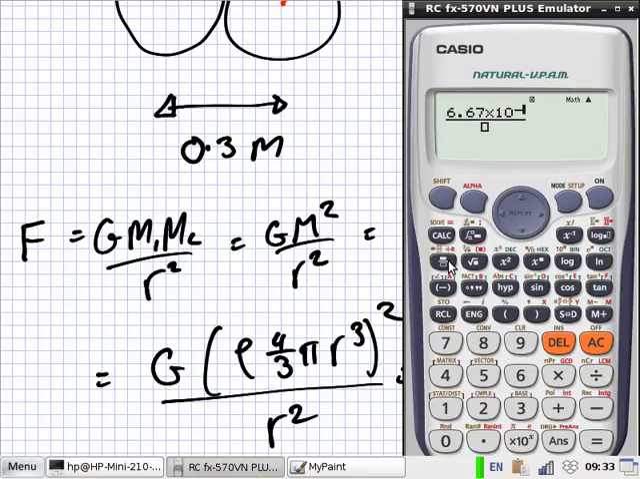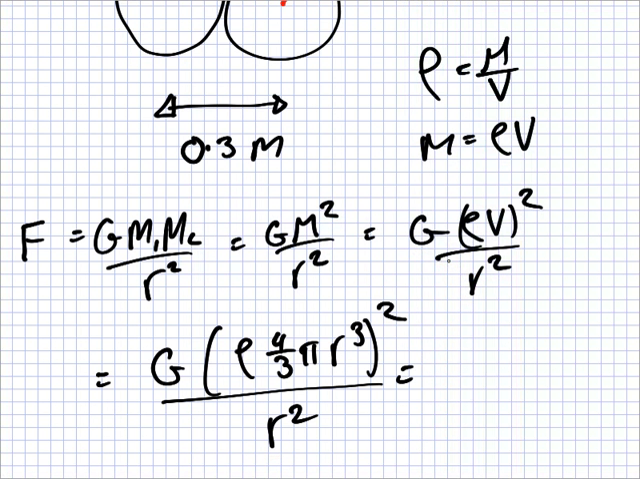6.67 times 10 to the power of minus 11. And what's it? 0.3, isn't it? 0.0... Oh, sorry. No, the distance between the centers is 0.3. 0.15. That's the diameter. I'm so sorry.